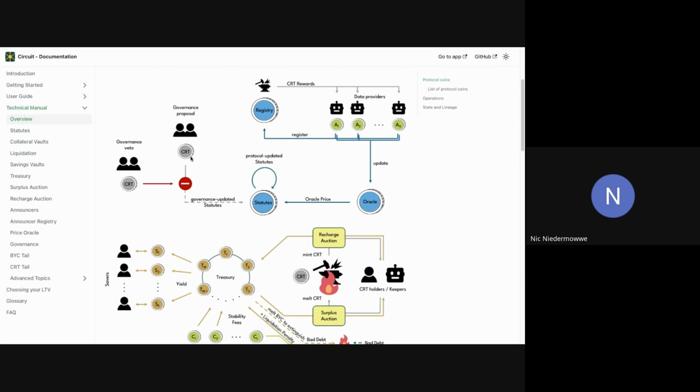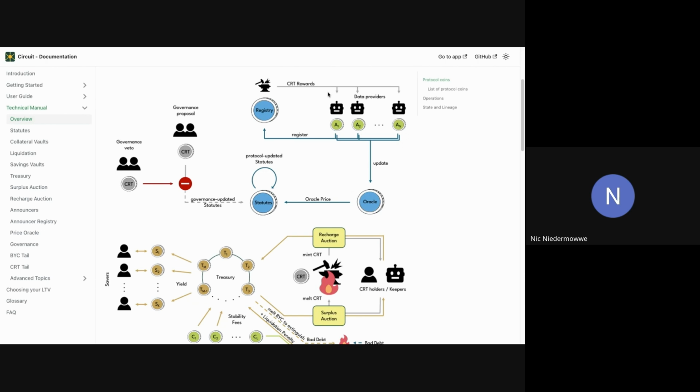So basically the point is people can vote with their Circuit tokens, proposals can be vetoed, and if they don't receive a veto, they get enacted. And that basically means the statutes coin, which is basically a singleton that's central to the protocol, which holds all the statutes in its state, gets updated. So in a way, you can think of the statutes coin as containing the global state of the protocol.